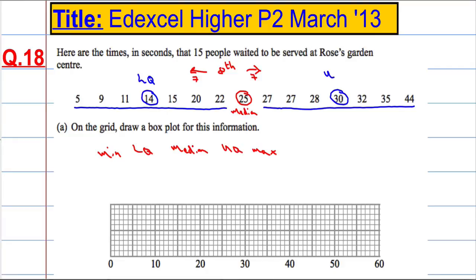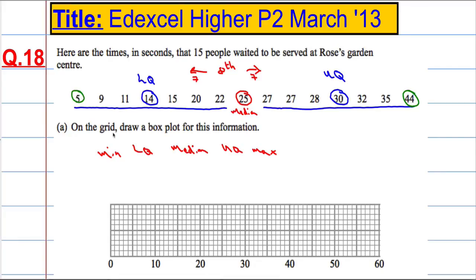That's the upper quartile. You can see I've got an even number both sides of the lower quartile, an even number both sides of the upper quartile, and the same number both sides of the median. So nice and easy. And then finally I need the minimum value and the maximum value. So we should be able to draw our box plot now.